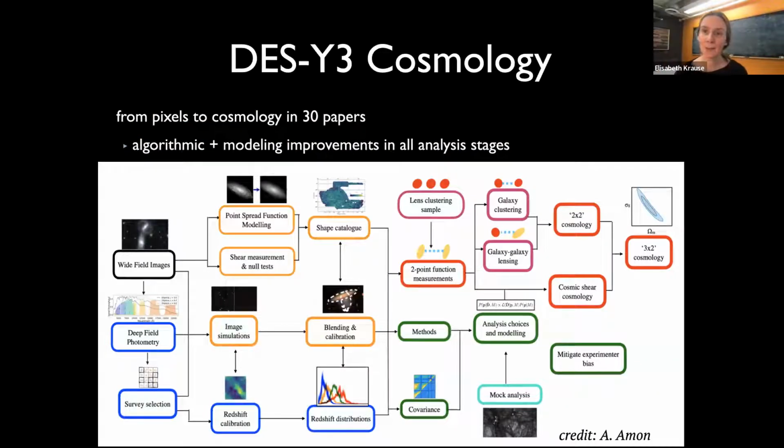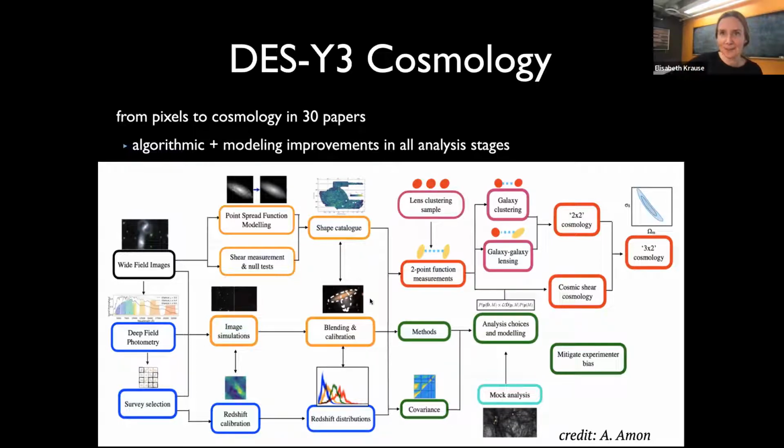This analysis is the work of a large collaboration, and it actually had been in the works for 4 years following on the year 1 analysis with over 150 active participants, allowing us to go from pixels to cosmology in about 30 papers. This required algorithmic and modeling improvements in all analysis stages.